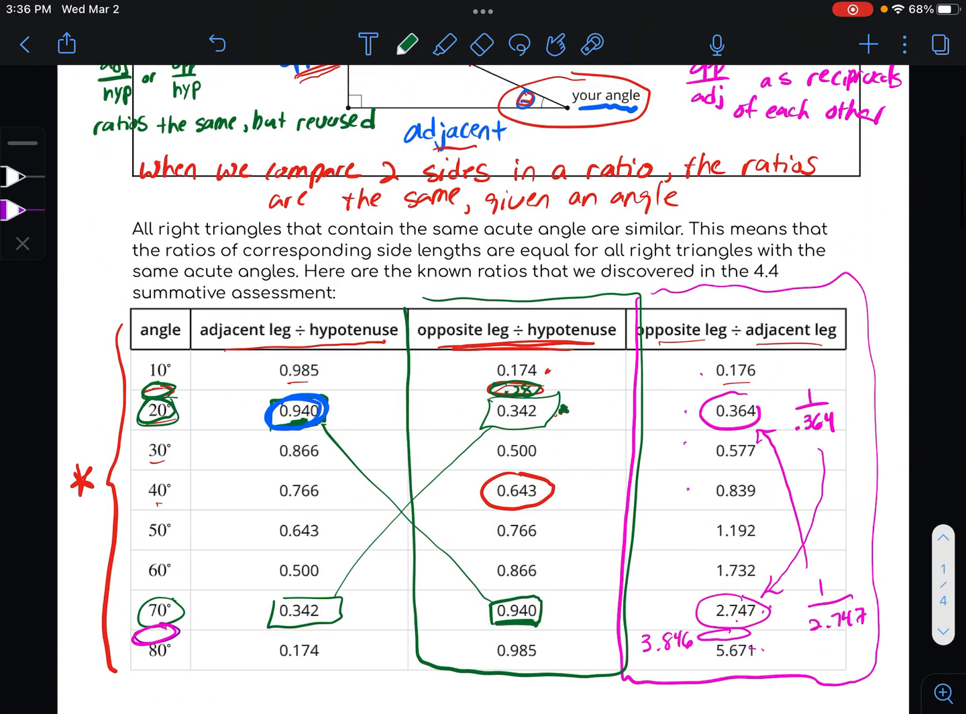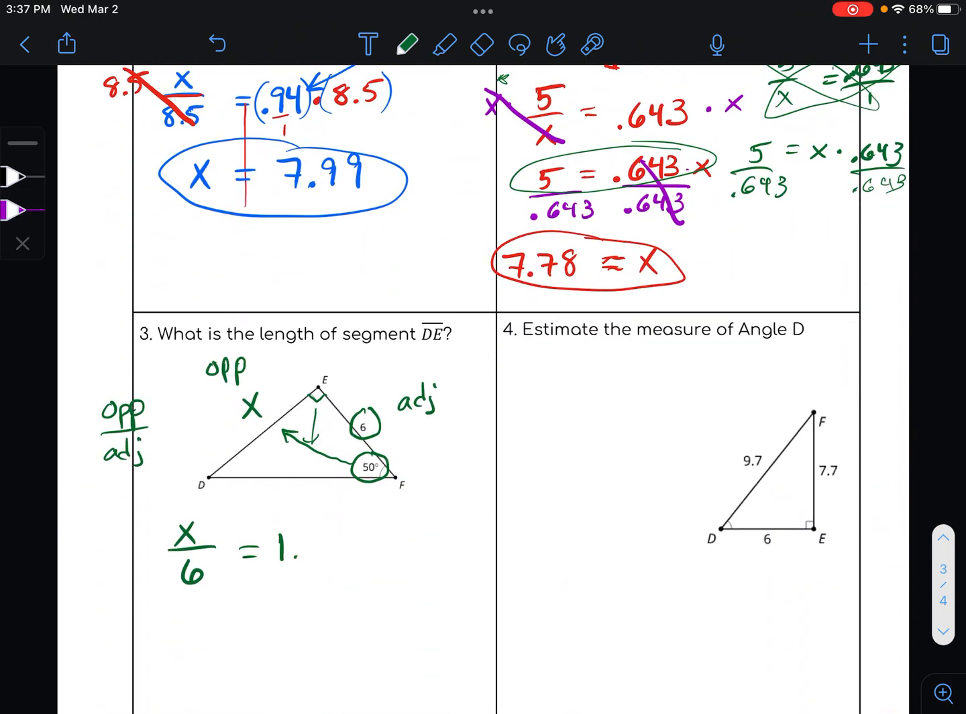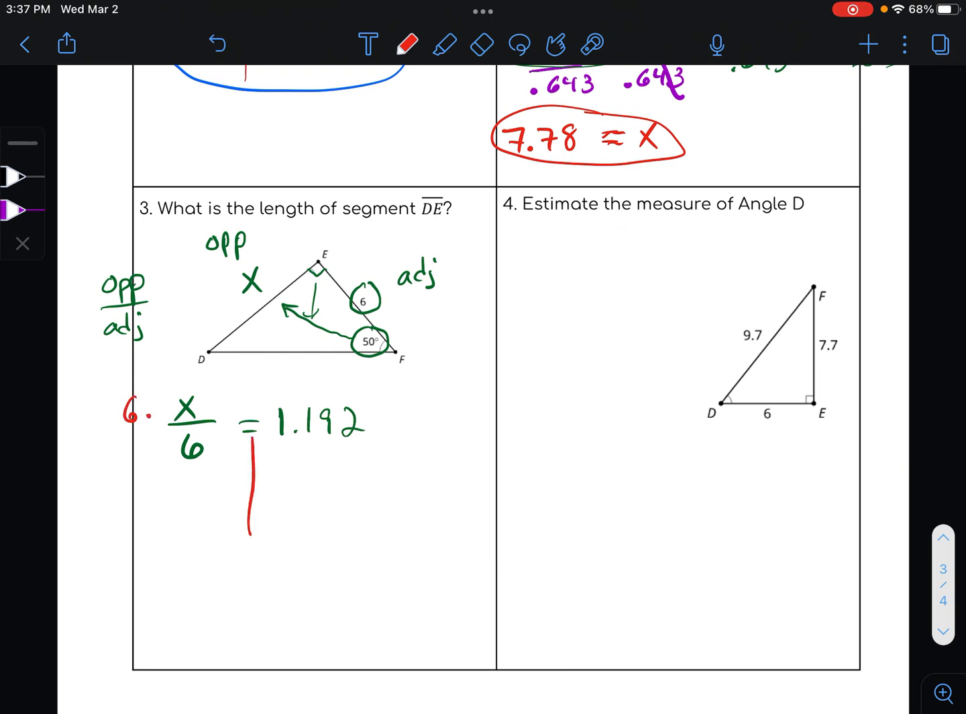So that would be this last column again, and the 50-degree angle right here would be 1.192. And fortunately for us, this one is a little bit easier again because the variable is in the numerator. So just like before, to solve this, we'll multiply both sides by 6 to undo the dividing by 6. And x is equal to 1.192 times 6. So multiply these two together. 1.192 times 6 turns out to be 7.152.